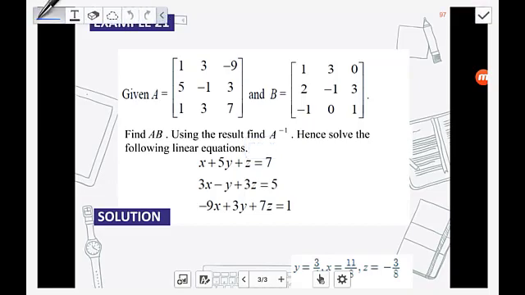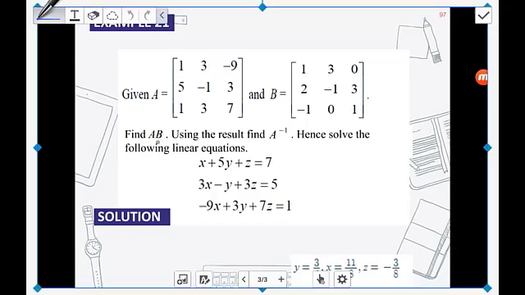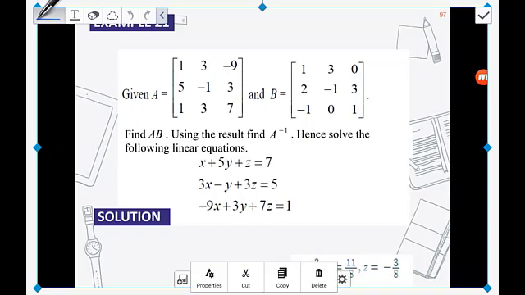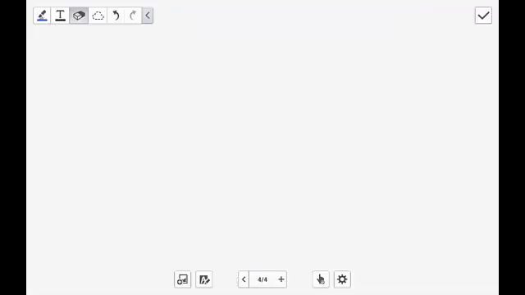Example 21: given matrix A and matrix B, find AB. Using the result, find A inverse. Hence, solve the linear equations. Students, now we're going to start with finding AB. Let's look at how to find AB. So we write down AB first.